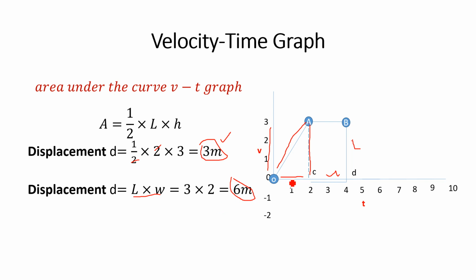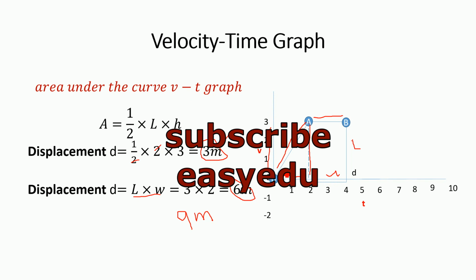So the displacement it has traveled in these 2 seconds is equal to 6 meter, which is more than the initial because here the velocity is high. While in the first 2 seconds, the velocity increased from 0 to 3 meter per second, here the velocity continued as 3 meter per second. So the total journey it has traveled in these 4 seconds is 6 plus 3, which is equal to 9 meter. So it traveled 9 meter during these 4 seconds of time, and the area under the curve of a velocity time graph is displacement. That's it.